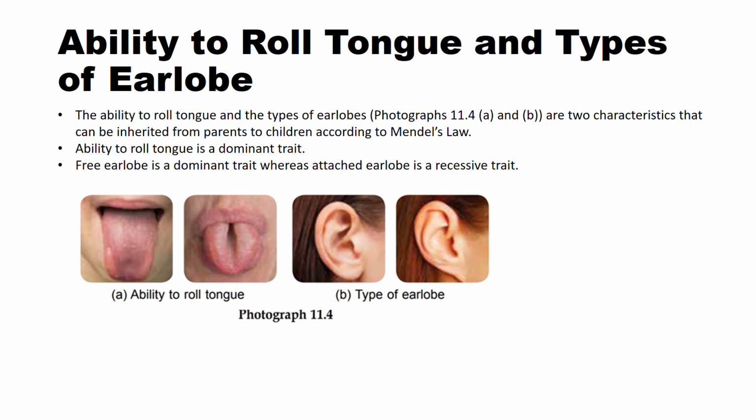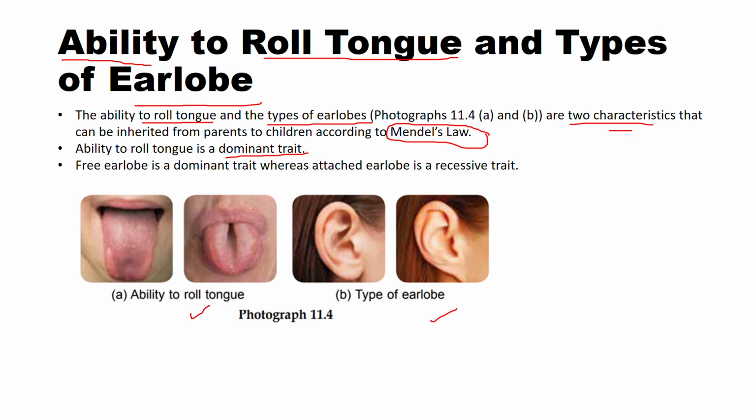Okay, this is another subtopic under human inheritance: the ability to roll tongue, menggulung lidah, and the types of earlobe. The ability to roll tongue and the types of earlobes, as shown in this picture, are two characteristics that can be inherited from parents to children according to Mendel's law. That means there are two types of alleles, dominant and recessive. The ability to roll tongue is a dominant trait.